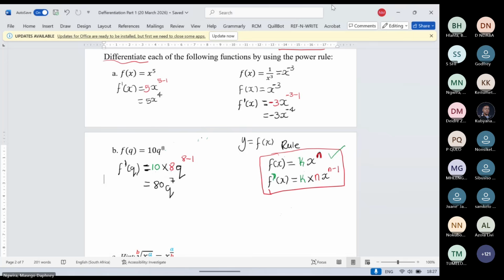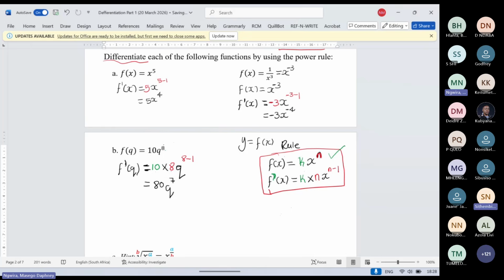Hello, ma'am, it's Thembile. I raised my hand, but my question was actually answered. But just to ask, where you have 10 times 8q, and then 8 minus 1, that 8 down there will be the same as the 8? Those numbers will be the same, we won't find different numbers? Yes, it will never be different numbers. That's why I wrote it here.